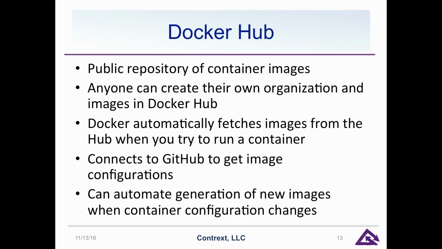All right, so Docker Hub. Docker Hub is a public repository of container images. Anyone can create their own organization, and then you can put images in Docker Hub. And when you run Docker, if you just give the name of a container as it's managed on the hub, it'll look for it. If it finds it, it'll bring it down. Once you've got it, it doesn't need to do that again. You can also connect Docker Hub to GitHub or Bitbucket so that you use GitHub or Bitbucket to manage your configuration files. Anytime you push a new version up there, it automatically generates a new image for you. So that makes managing your images and keeping them up to date pretty easy.